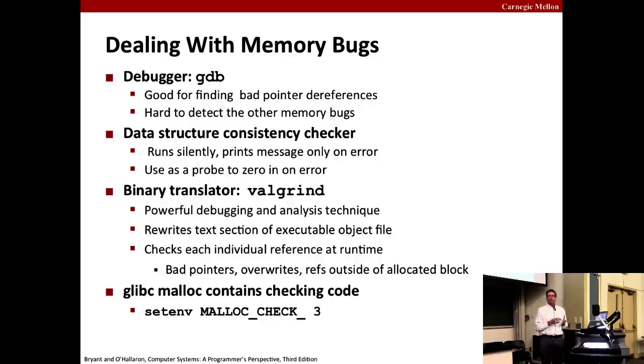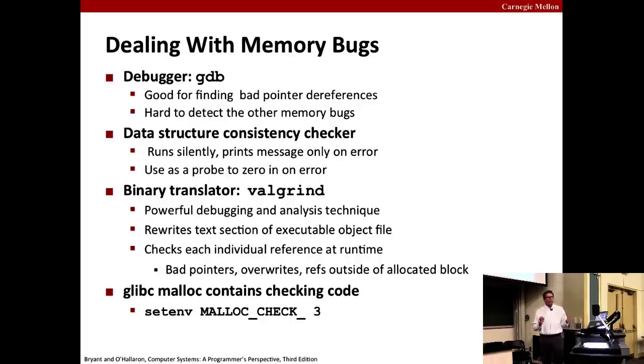Or another invariant is that every free block should be in a free list somewhere. Right? So your consistency checker would scan the heap, count the number of free blocks, and then scan the free list and make sure that the number of blocks in the free list is the same as the number of free blocks. Okay, so this idea of a consistency checker is something you'll use in your malloc lab, but it's also something you should use whenever you're updating any kind of complex data structure.